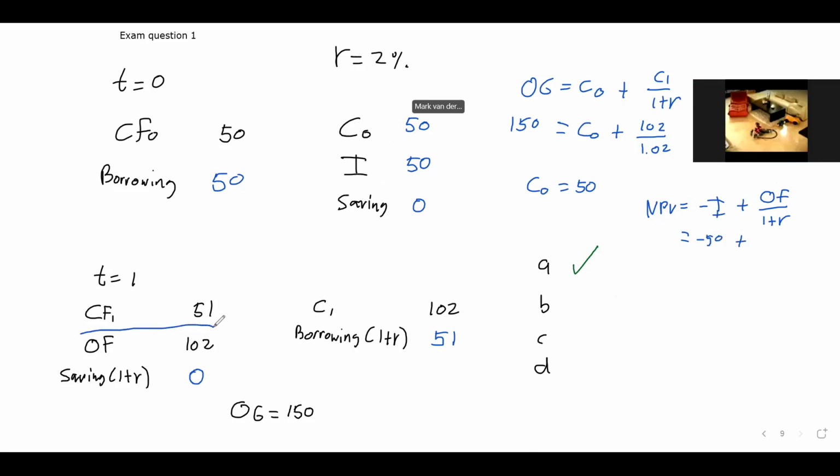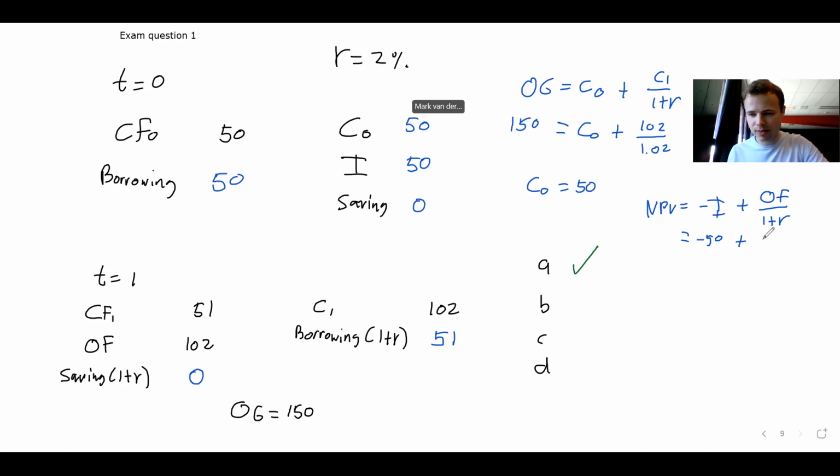OF is 102. 1 plus R is 1.02. So what is the NPV? 50. It's 50 positive. Perfect.